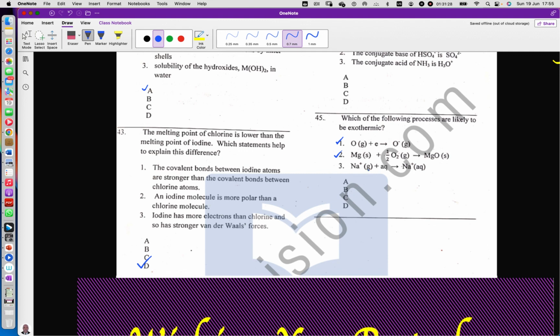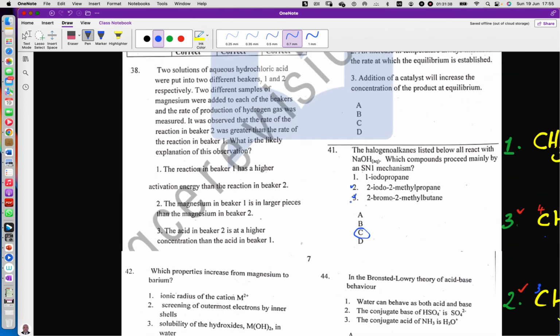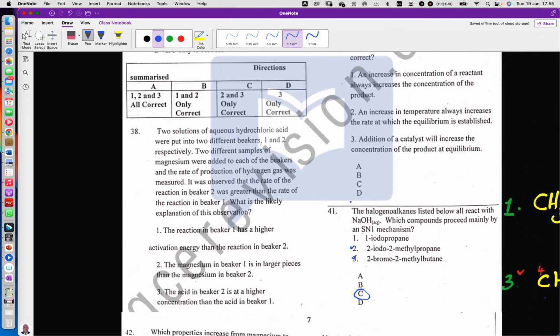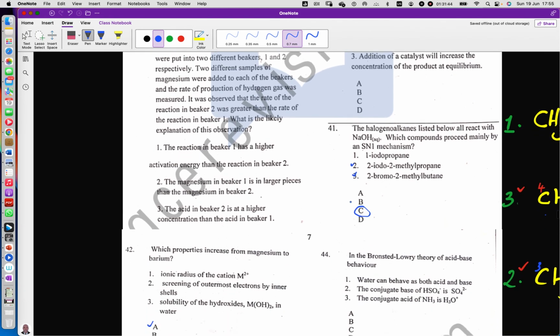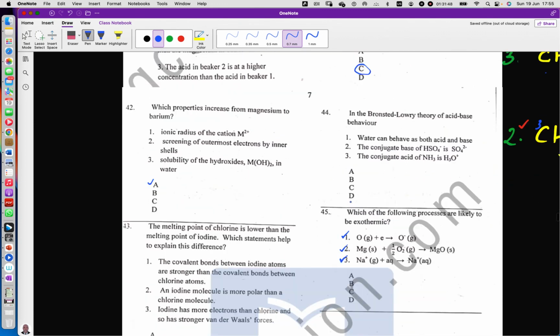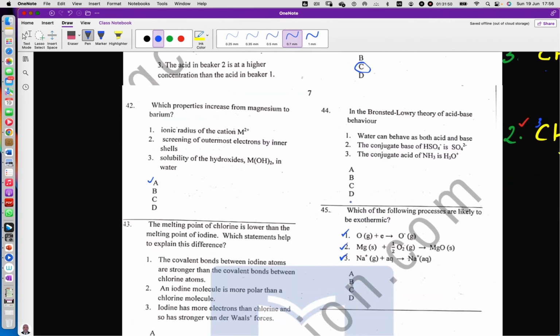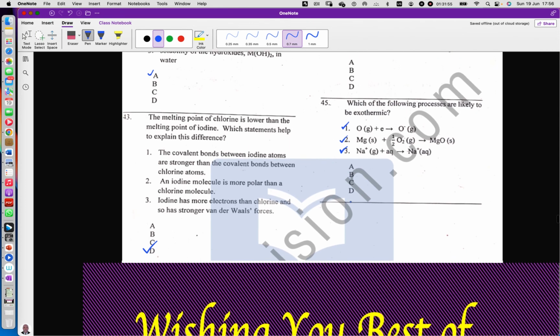This is also exothermic. So 1, 2, 3 are all exothermic reactions. And if 1, 2, 3 are all exothermic reactions, that is our answer for question number 45. Our answer for question number 45 will be A.